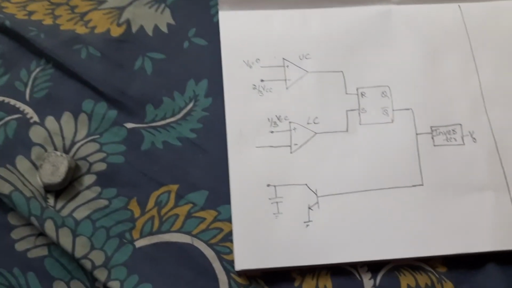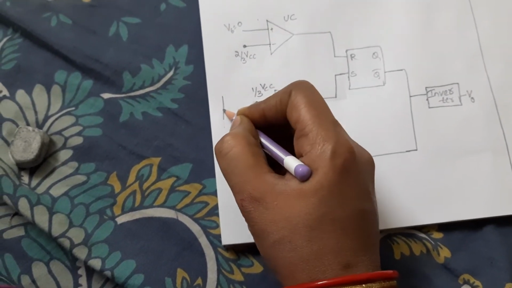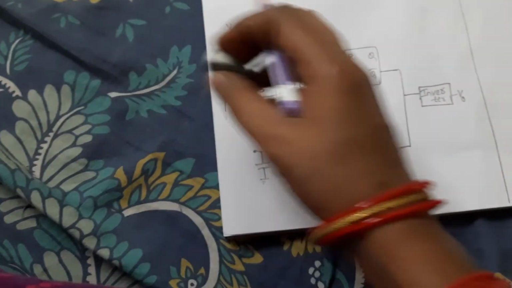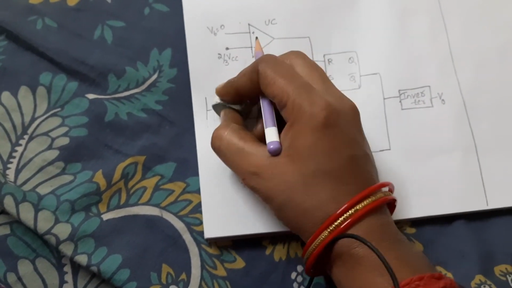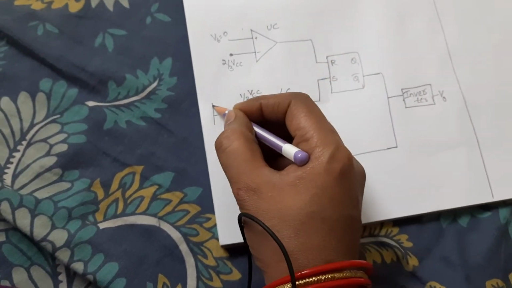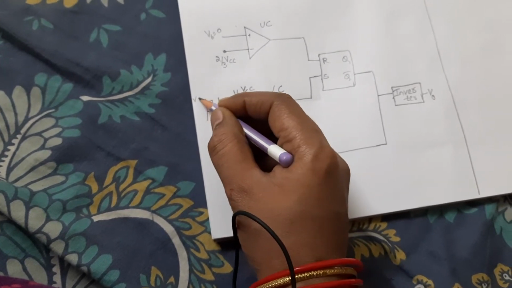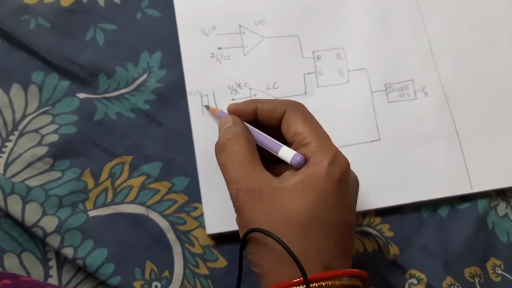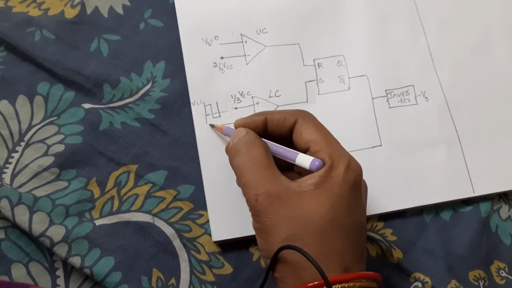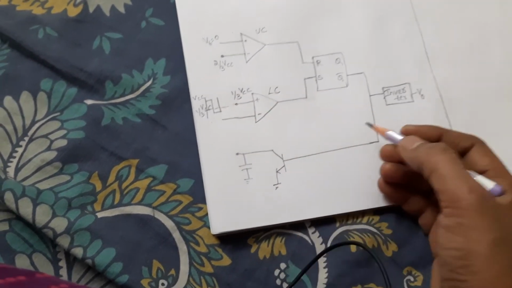So now start applying the triggering pulse. I am giving the triggering pulse, which is the negative going trigger. So yes, it starts decreasing from plus VCC. This is the 1/3 VCC level.